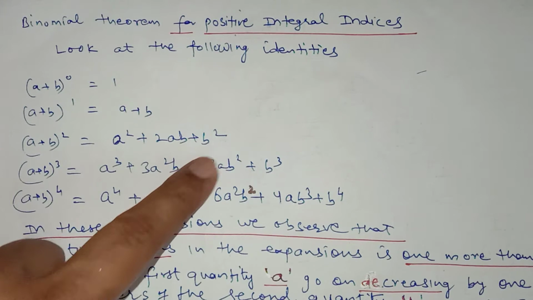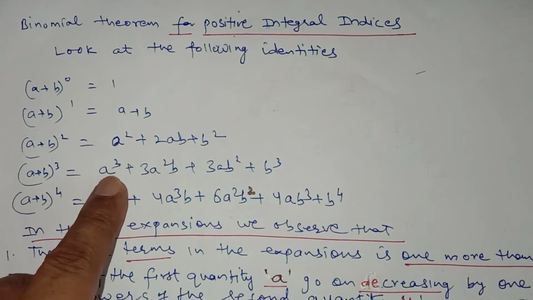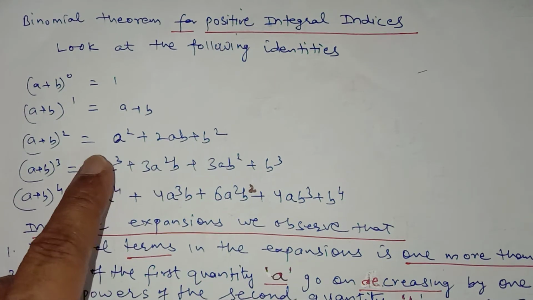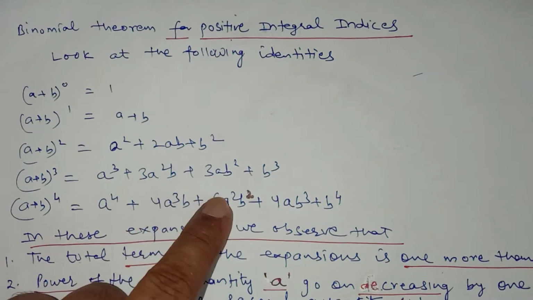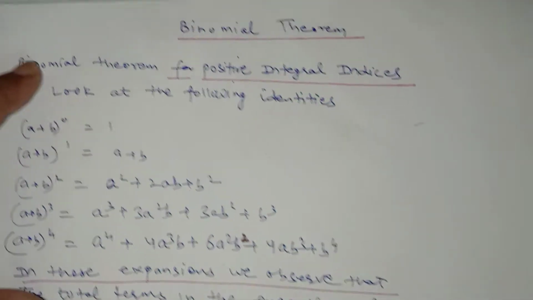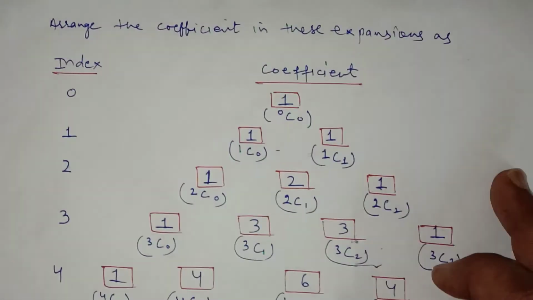See the order. The coefficients on the right hand side here are 1, 3, 3, 1. It is 1, 4, 6, 4, 1 and so on. So I can write it like this. This is known as the Pascal triangle.